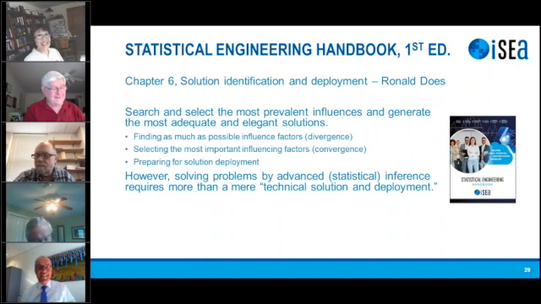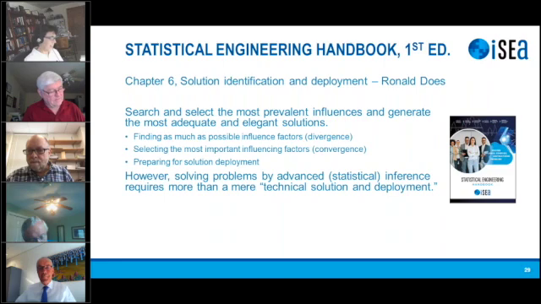Ronald has 10 books he's authored and more than 200 papers in the fields of statistics and psychometrics, process improvement, and so on. Ronald just retired from University of Amsterdam and claims that he's going to have copious free time. I believe the jury is still out on that, but we shall see. So, Ronald, it's up to you to do chapter 6, if you would, please.